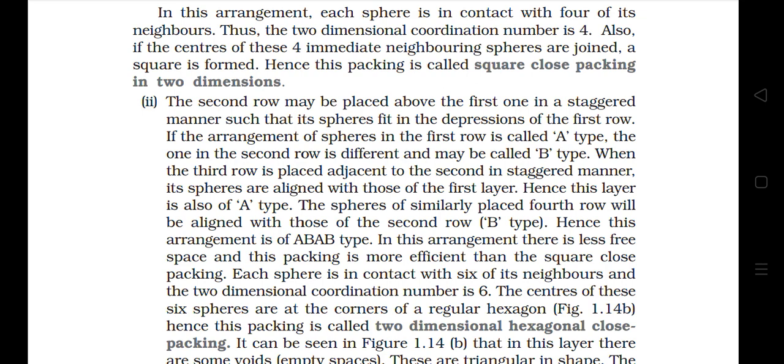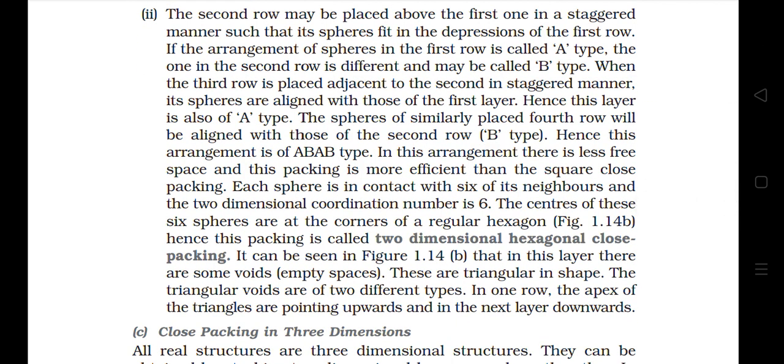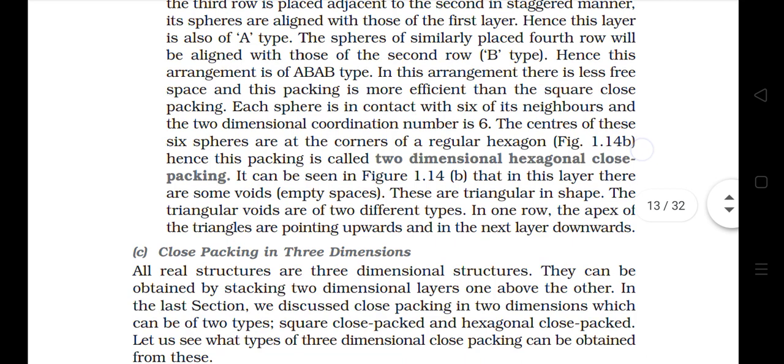Each sphere is in contact with 6 of its neighbors and the 2-dimensional coordination number is 6. The centers of these six spheres are at the corners of a regular hexagon. Hence, the packing is called 2-dimensional hexagonal close packing. It can be seen in figure 1.14b that in this layer there are some voids. These are triangular in shape. The triangular voids are of two types: in one the apex of the triangles points upward and in the next downward.